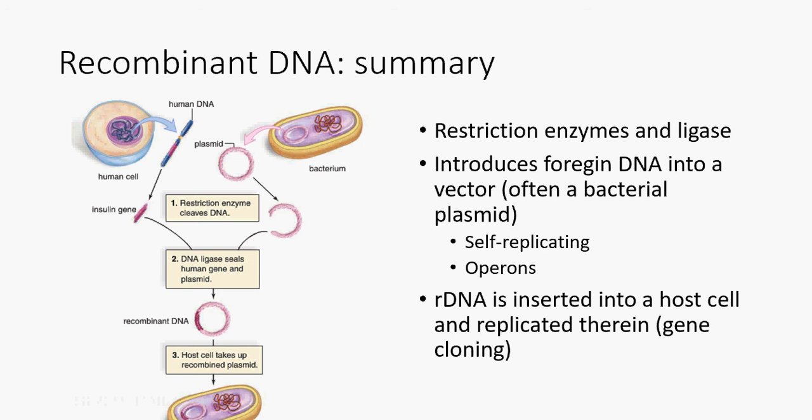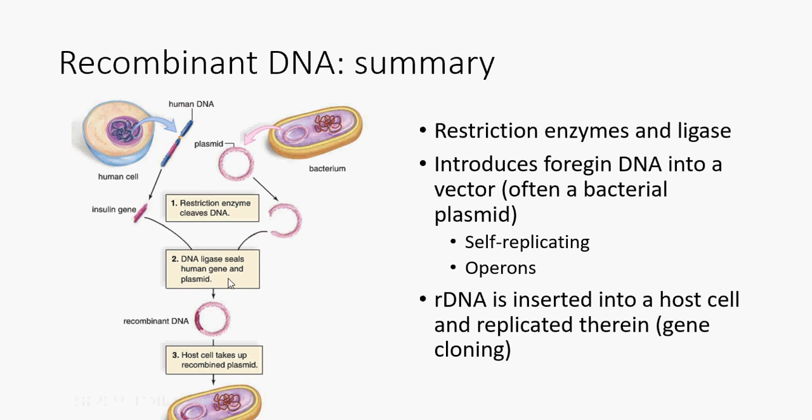Okay. In summary, recombinant DNA. We use restriction enzymes and ligase to make recombinant DNA. We start with plasmids because they are self-replicating and contain operons as a vector to carry this gene of interest. So we can take a gene from a human cell and use restriction enzymes to cleave that DNA here and there. So in this example is insulin. So this is actually how insulin is made for diabetics. So we can make a whole lot of insulin, and then they can inject it because their pancreas doesn't work so great. So we cut the gene of interest, the insulin gene, and a bacterial gene. We put these two together, the DNA ligase seals the human gene and the plasmid, making recombinant DNA.